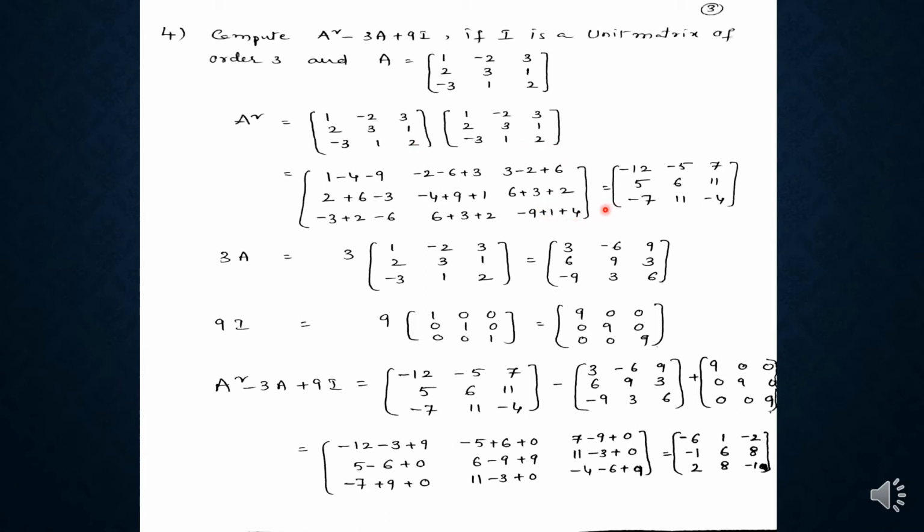So after simplifying this, we will get minus 13 plus 1, that is minus 12, minus 8 plus 3 is minus 5, 9 minus 2 is 7, 8 minus 3 is 5, 10 minus 4 is 6, 9 plus 2 is 11, minus 9 plus 2 is minus 7, 9 plus 2 is 11, minus 9 plus 5, that is minus 4. So we got A square as minus 12, minus 5, 7, 5, 6, 11, minus 7, 11, minus 4.